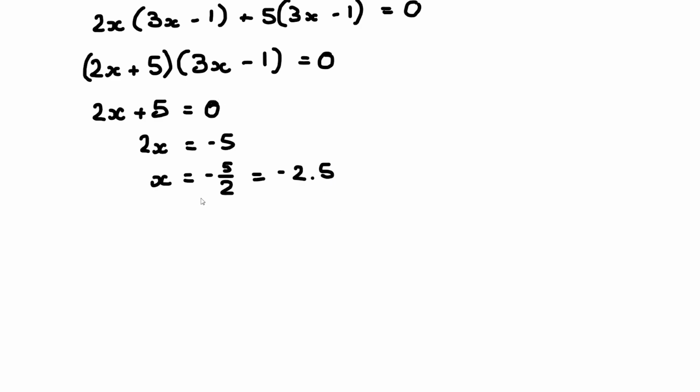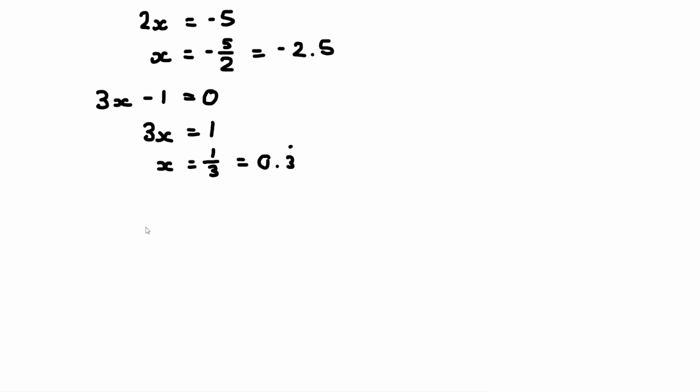Then we use our second bracket. So to find our other value of x, 3x minus 1 equals 0. And then we add 1 to both sides, so 3x equals 1. And then divide both sides by 3, giving us x equals 1 over 3, or 0.3 recurring. So these are our two values of x.